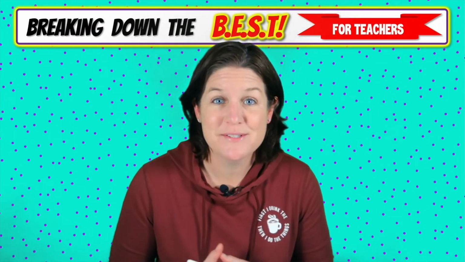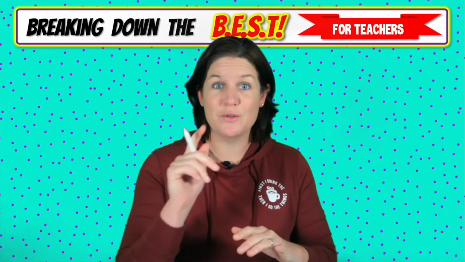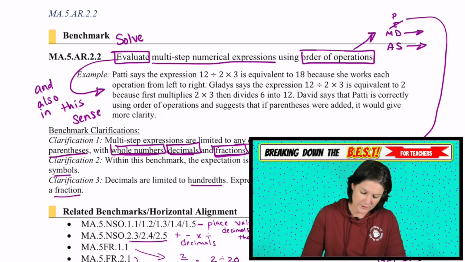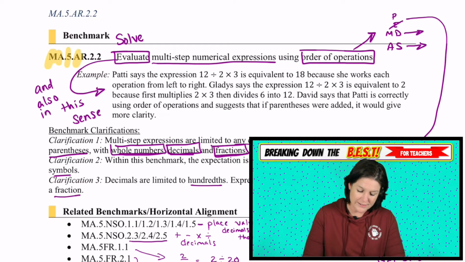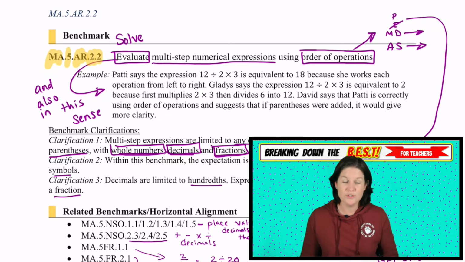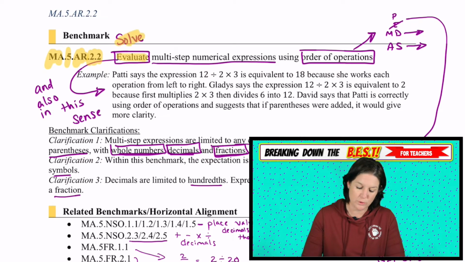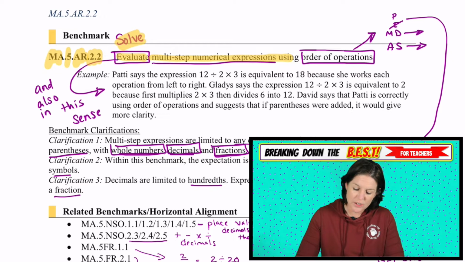Hey everyone, my name is Sarah McCarthy and I am super pumped that you are joining me today as we break down the following standard. Today's standard is MA.5.AR.2.2, and this standard says evaluate, which means we're going to solve multi-step numerical expressions using the order of operations.